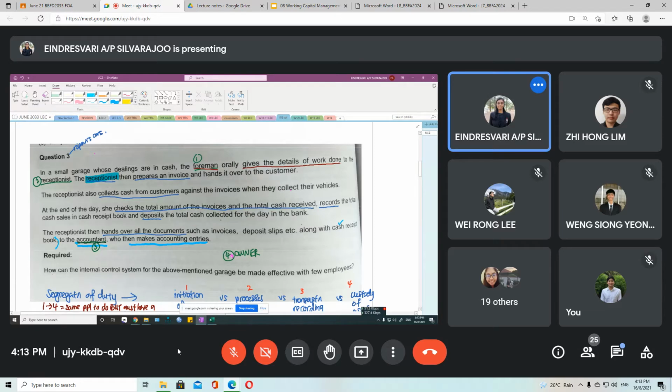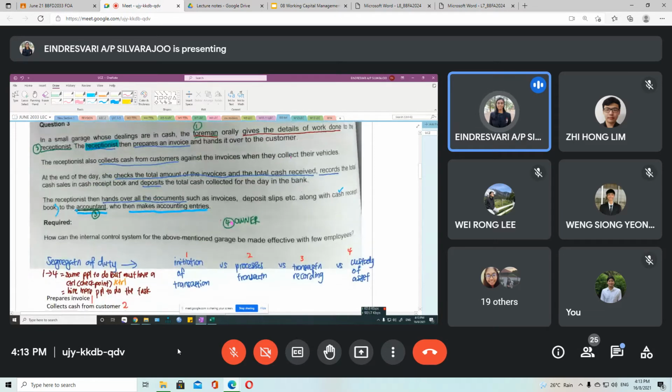So coming back here, the main thing is the person who initiates the transaction and the person who processes it must be different. The person who records the transaction must be different. But if you have to use the same person, then you will need to have control points. You need to have checkpoints whereby they will not overlap. Okay.